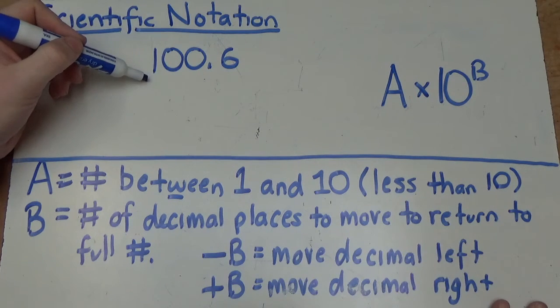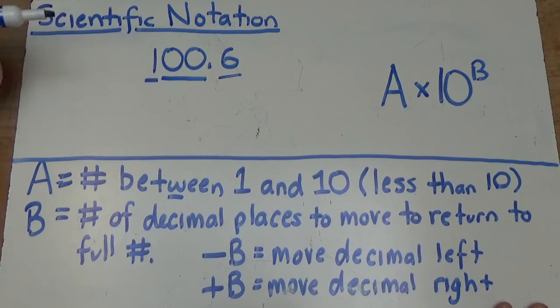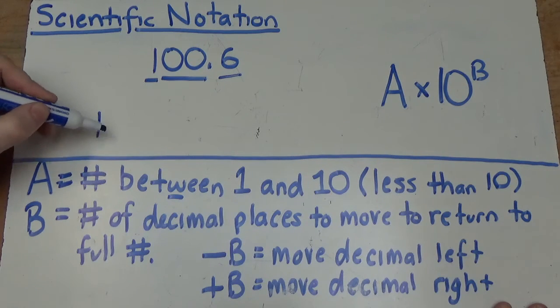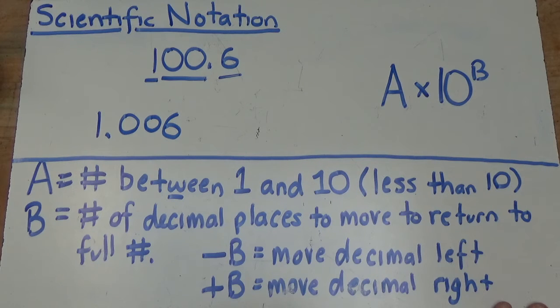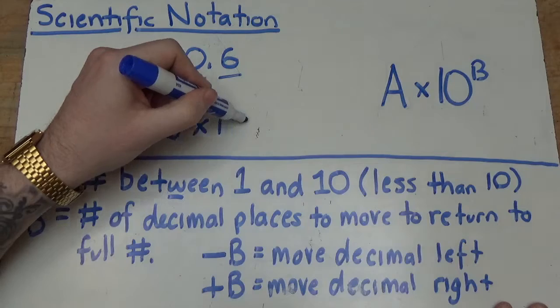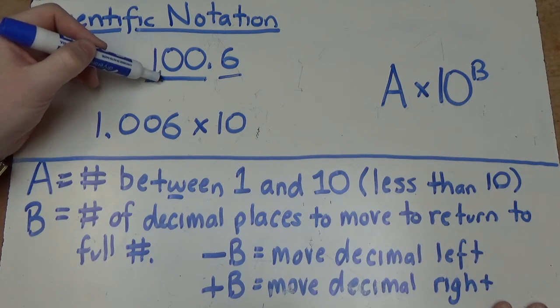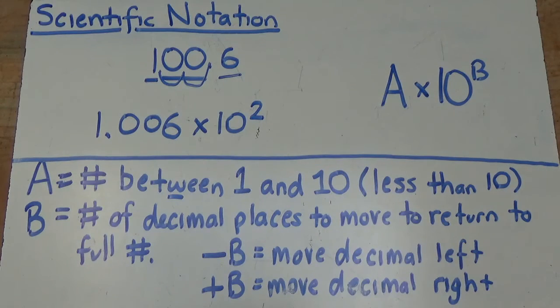100.6 has 2 non-zero numbers and 2 sandwich zeros for a total of 4 significant figures. I can write these 4 significant figures as a number between 1 and 10 by writing 1.006. Now, when I'm thinking about my B value, if my decimal is here, how many places do I need to move it to get back to my original number? 2. To the right, so this is a positive 2. Final example.